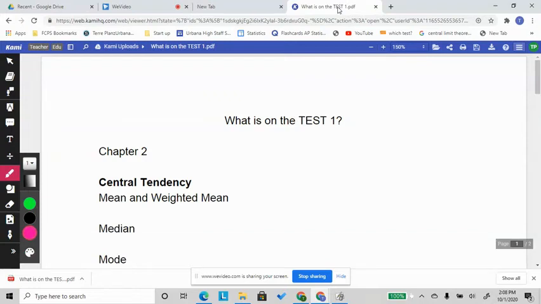Briefly, what is on Test 1. Test 1 consists of chapter 2 and chapter 3, the probability stuff. So, up to what we have done so far. Let me get some pen colors going here.